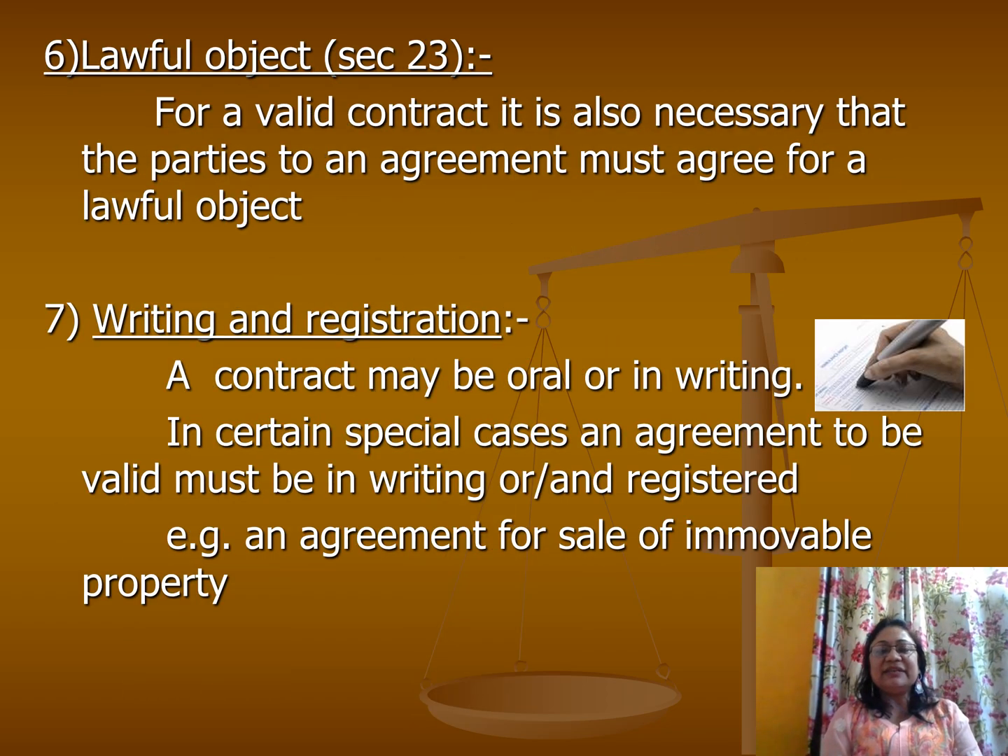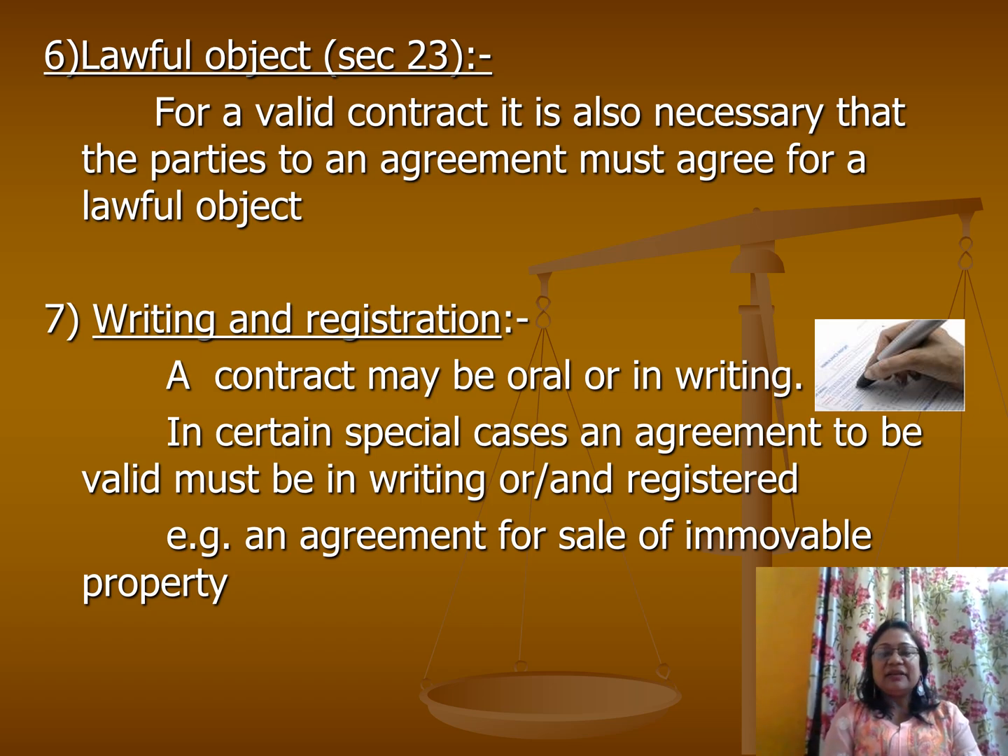The sixth essential element is lawful object as per section 23. The object of the contract must be legal, it must be lawful. So, a contract to commit a robbery and share the proceeds among themselves would be unlawful, would not result in a contract, for the simple reason that the object of the contract is illegal or unlawful.